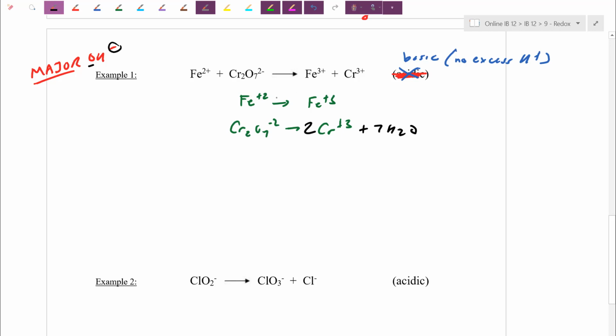Again, no H's in the first equation. That's already balanced. No H's. In this case, because of the waters, there's H's. 7 times 2 is 14. I'm actually going to add 14 H pluses to the left-hand side. Again, just get some practice adding left, adding right, just make sure things are balanced.